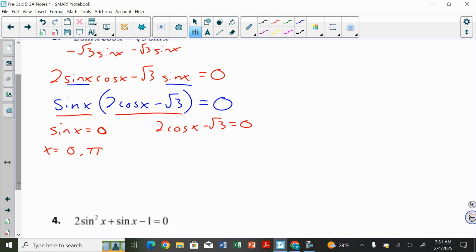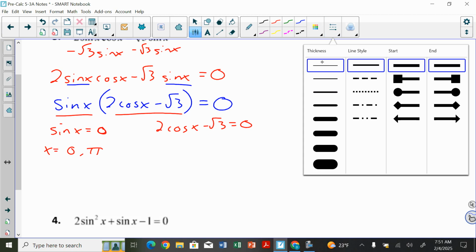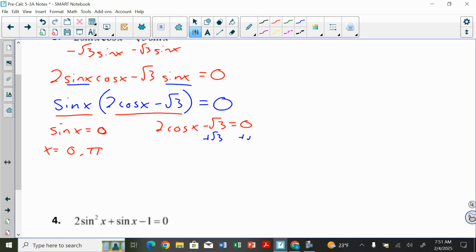And then from this one, you've got to obviously add the square root of 3 to both sides. So then, as I'm solving this one, 2 cosine x equals the square root of 3. And then I'm going to divide by 2, right? So cosine x equals square root of 3 divided by 2. Okay, so where is that on our interval?